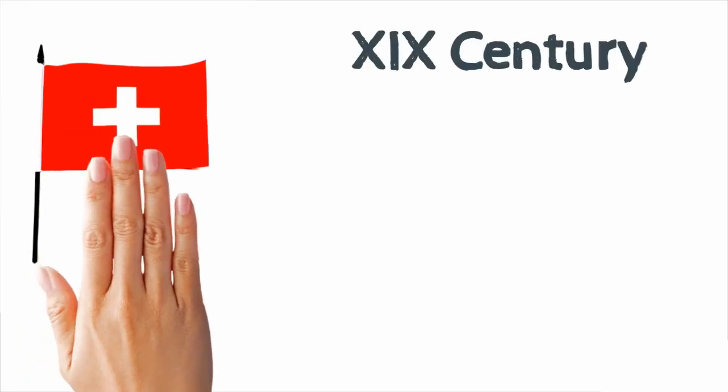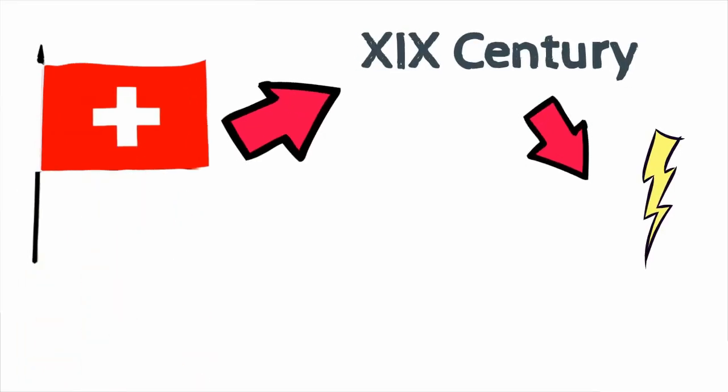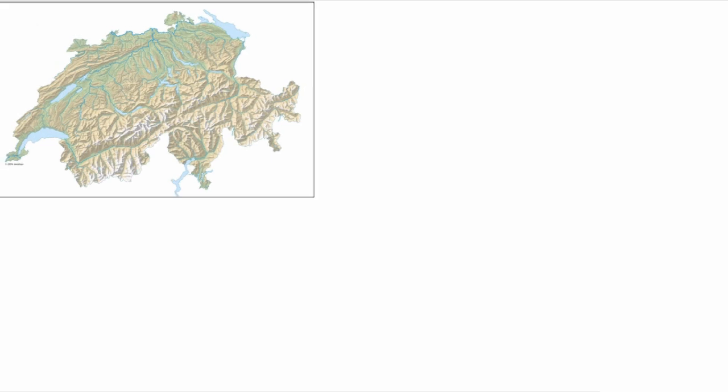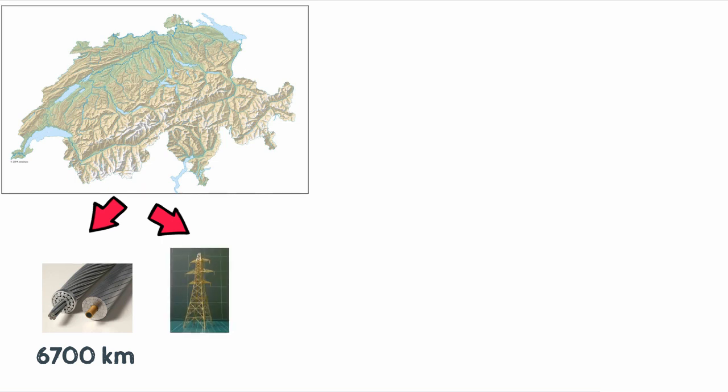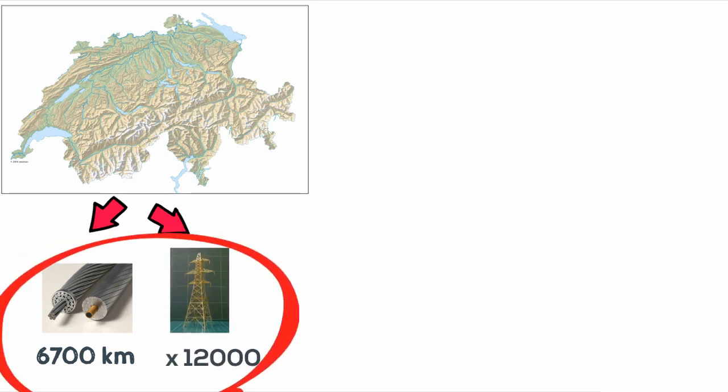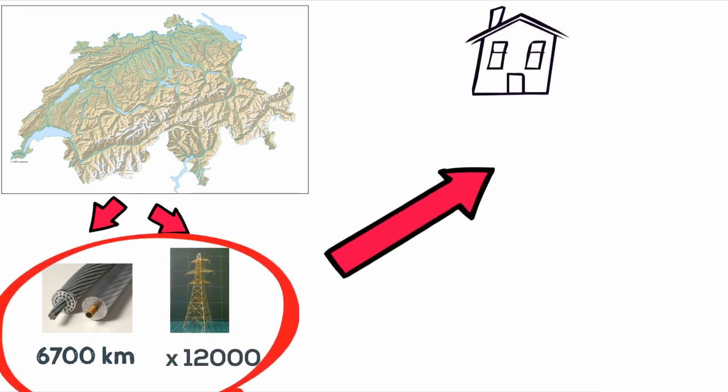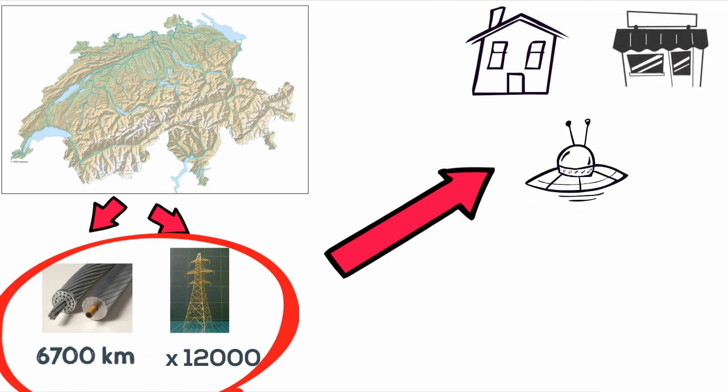In Switzerland, since the end of the 19th century, we have built lines to transport electricity. Electricity flows in more than 6,700 kilometers of lines, with more than 12,000 pylons, to arrive in all houses, apartments and businesses. We will introduce the basics of electricity through the transmission of electricity.